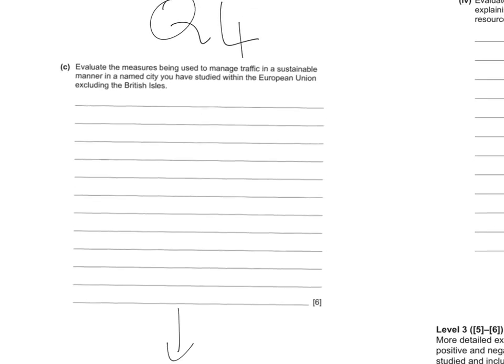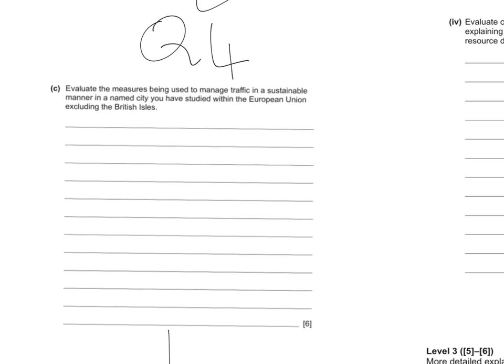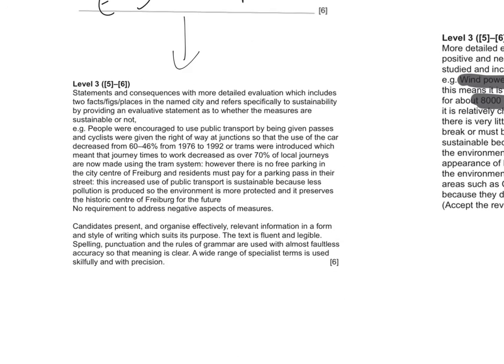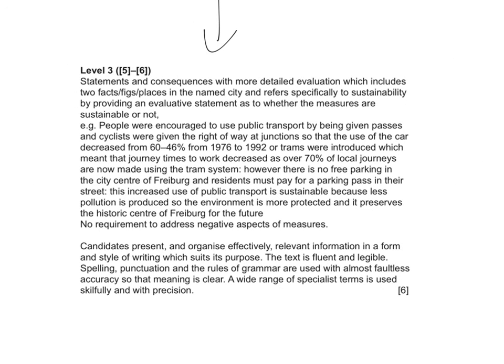Final example question is question 4. Evaluate the measures used to manage traffic in a sustainable manner in a named city you've studied within the European Union outside the British Isles. So of course this is our Freiburg case study, starting by stating the case study. Again, 1 point, explain, expand with fact, figure, place within it. And the positive aspect of that, point, explain, expand, fact, figure, place, negative aspect, followed up with personal opinion to allow you to hit the top marks on this. There's the mark scheme that goes with it. Check your answers, and hopefully you'll have found this helpful in terms of preparing for the Evaluate questions.